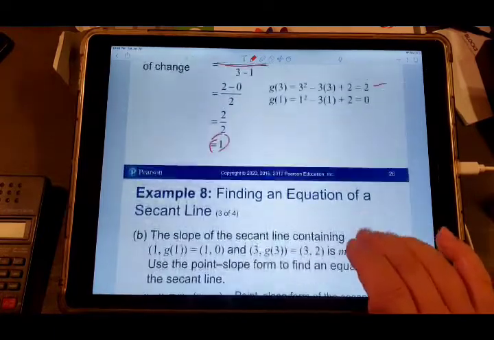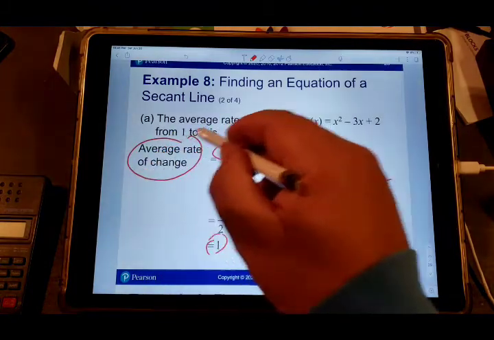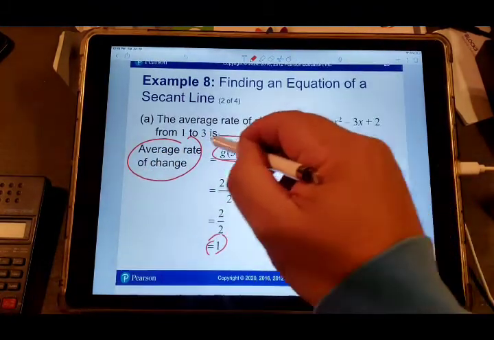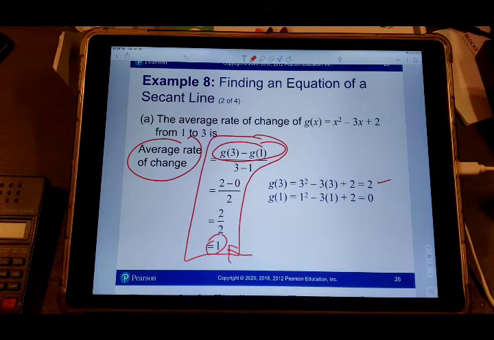So let's go back to the last thing you do need to be good at, and that is average rate of change. Plug it into the formula, and you should be able to calculate that slope.